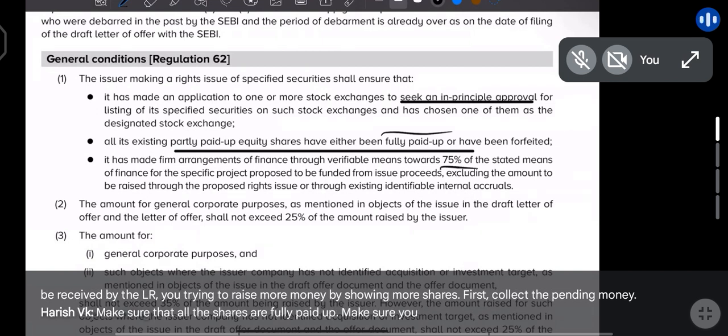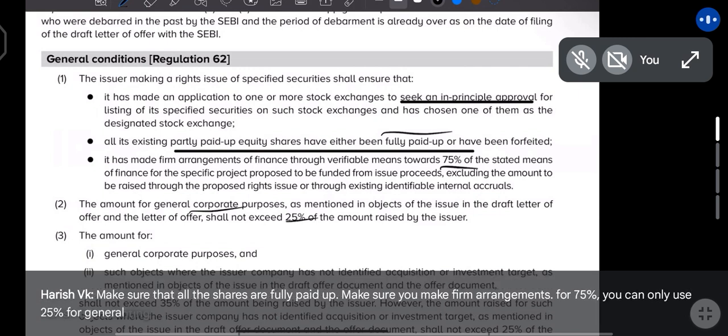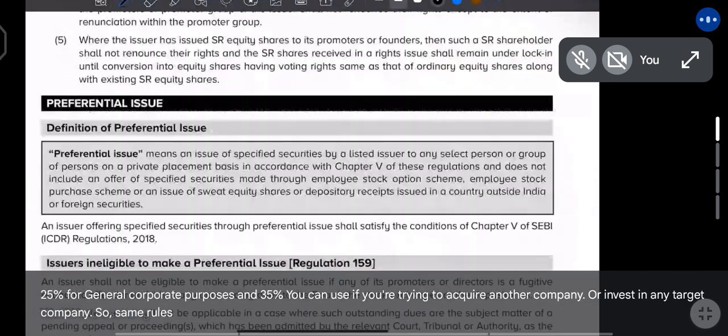Make sure you make firm arrangements for 75%. You can only use 25% for general corporate purposes, and 35% you can use if you're trying to acquire another company or invest in any target company. So same rules as before.